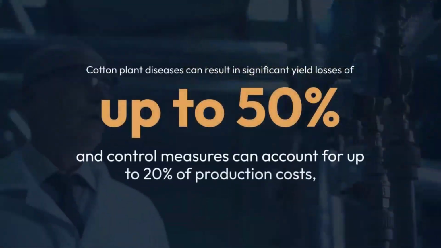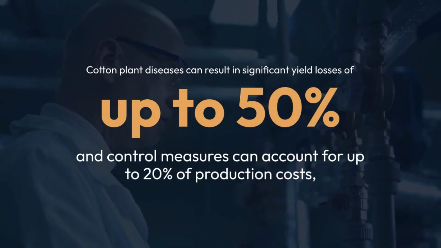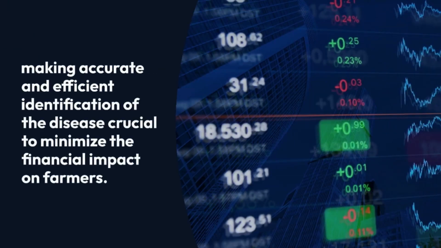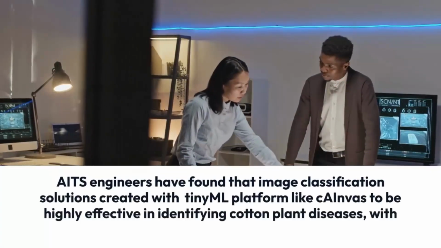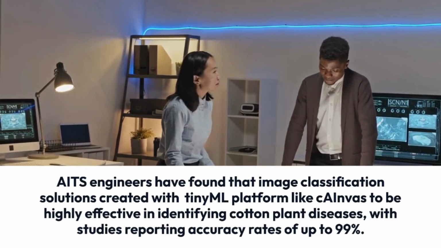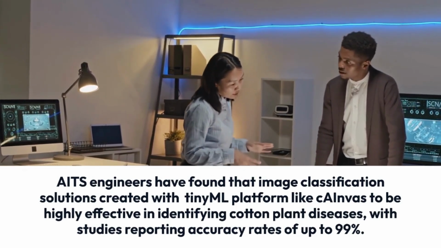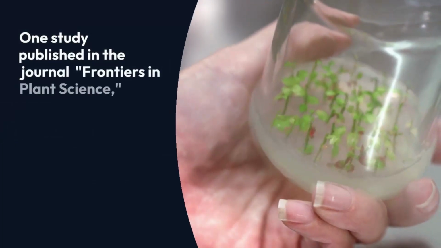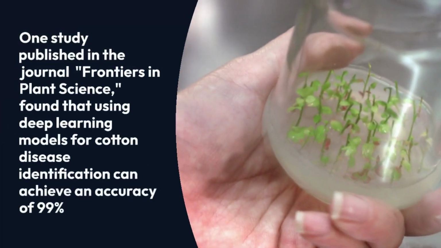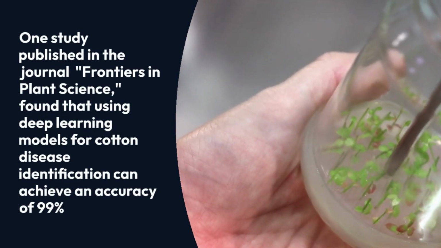Cotton plant diseases can result in significant yield losses of up to 50%, and control measures can account for up to 20% of production costs, making accurate and efficient identification of the disease crucial to minimize the financial impact on farmers. AITC engineers have found that image classification solutions created with a TinyML platform like cAInvas are highly effective in identifying cotton plant diseases, with studies reporting accuracy rates of up to 99%. One study published in the journal Frontiers in Plant Science found that using deep learning models for cotton disease identification can achieve an accuracy of 99%.